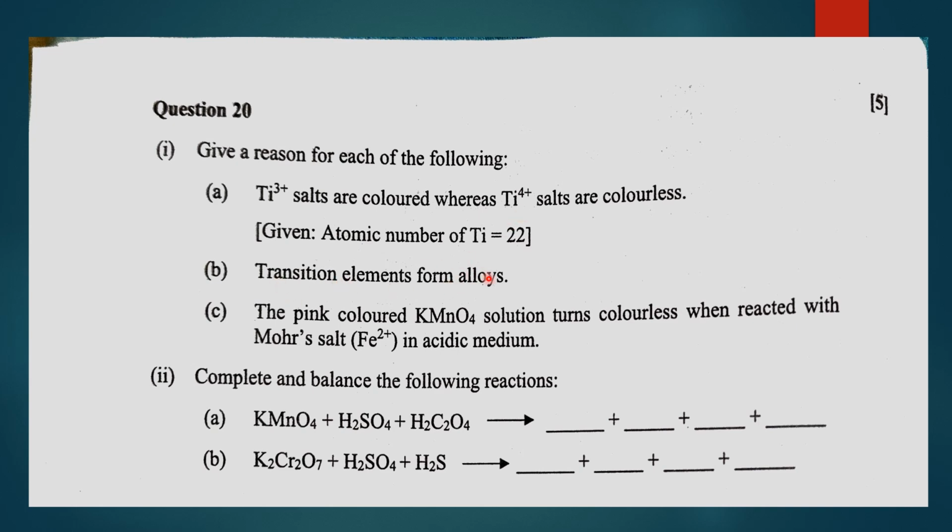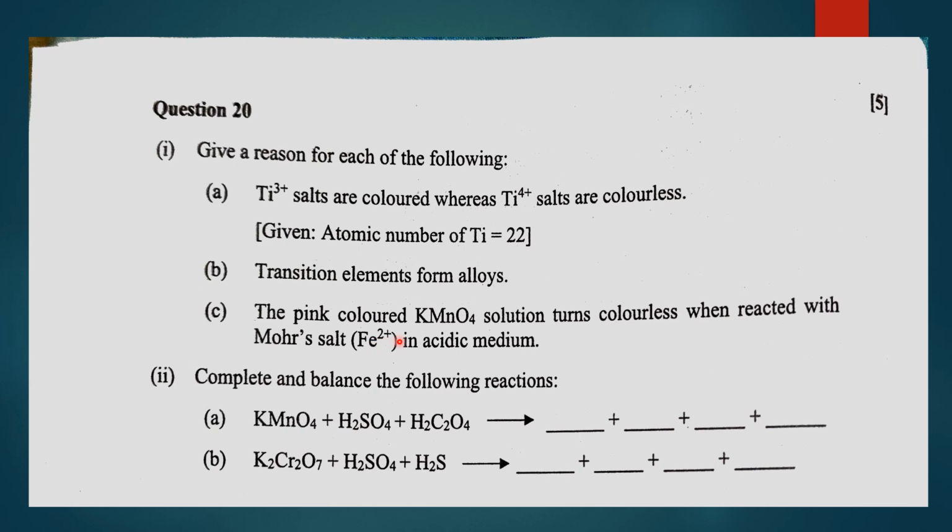Transition elements form alloys. The key point here is that the transition element atoms are of similar size because of the poor shielding effect of the d orbitals. Their sizes are similar, so one element can easily replace the atom of another element in the crystal lattice in the solid, so you can easily get the solid solution, which is known as alloy.